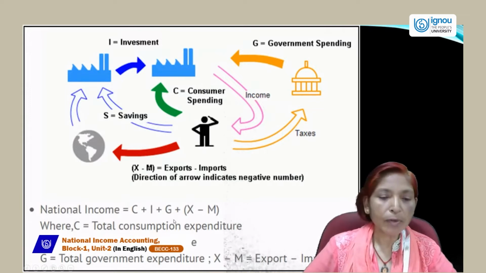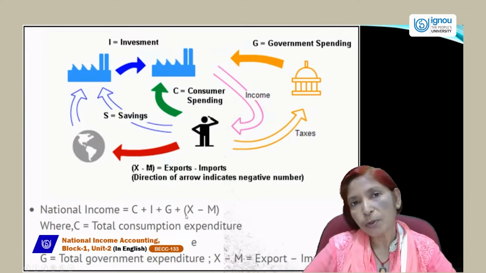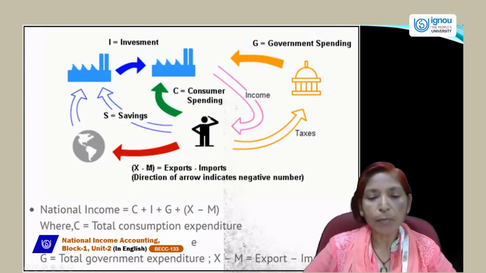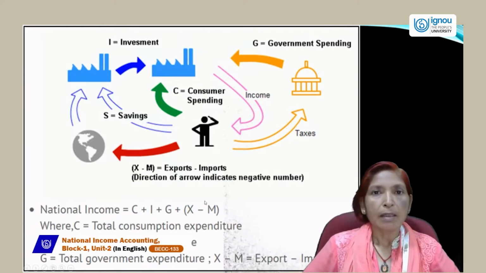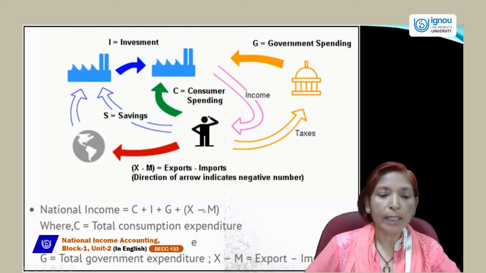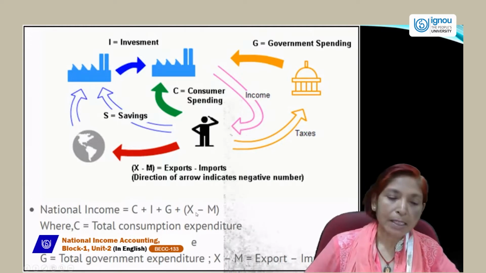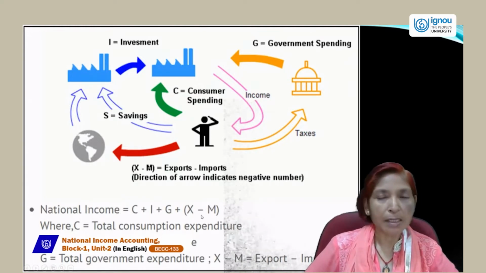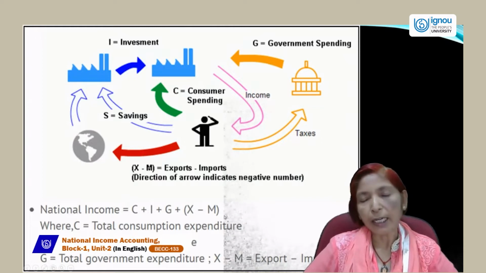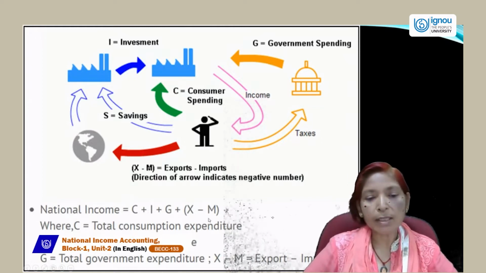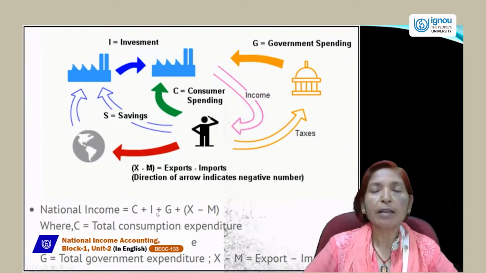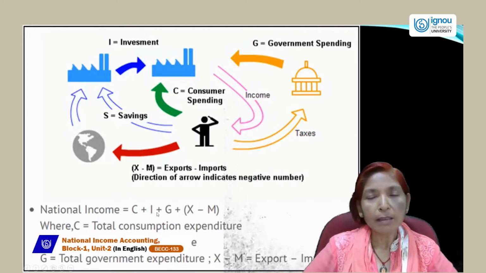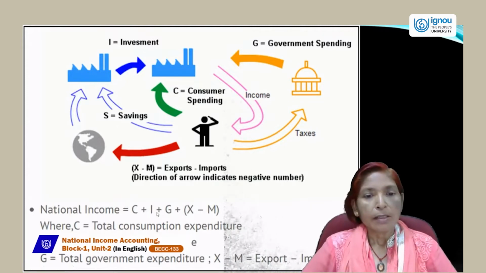And with the rest of the world, we can do exports and imports. Export minus import is calculated by subtracting the import value from the export value, and we get net exports. If we add all these things, then we can estimate GDP by the expenditure method.